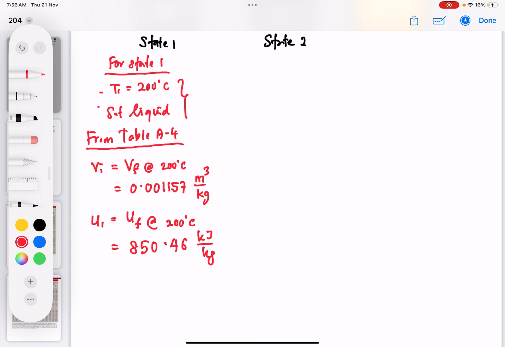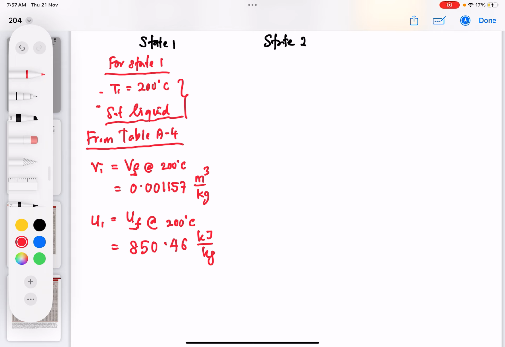To recap, the reason why I'm using vf and uf here is because the question states that state 1 is in the saturated liquid. For saturated liquid, usually the data will be uf, hf, vf and sf. So that's why I'm using these values. If you still cannot understand this, you can refer back to the summary videos which are already uploaded.